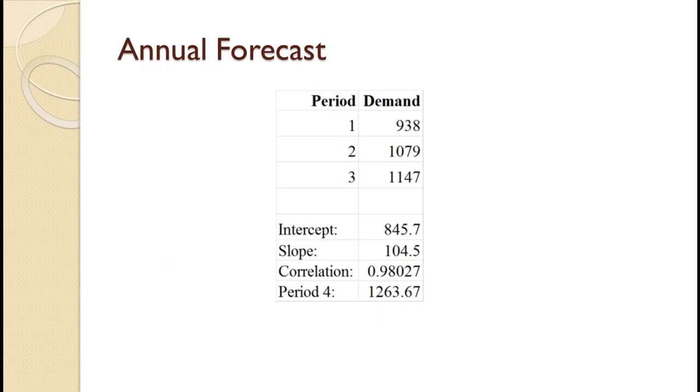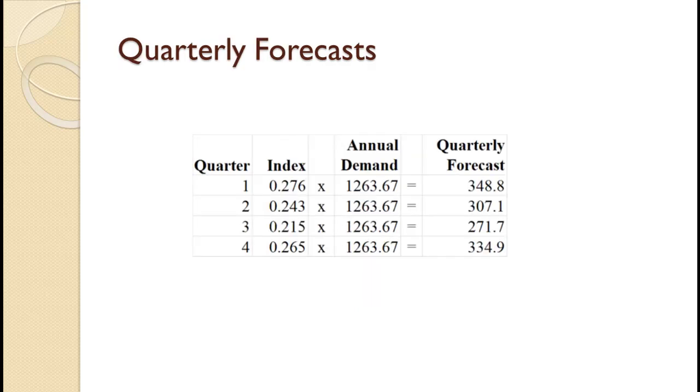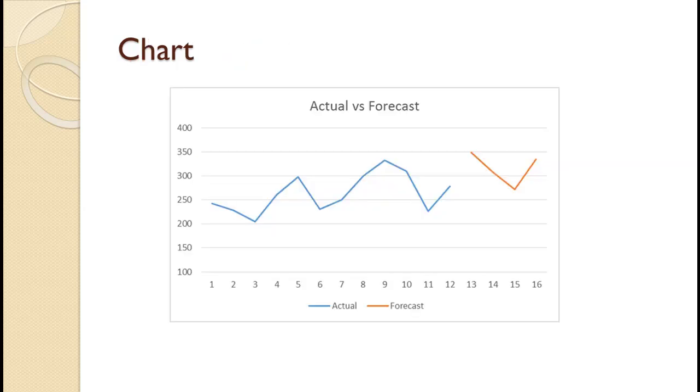Next, using the simple regression parameters given at the start of the problem, we compute the forecast for period 4. That value is 1,263.67. Using the annual forecast of 1,263.67 and the indices computed earlier, we compute the quarterly forecasts. The forecast for Quarter 1 is 348.8. The forecast for Quarter 2 is 307.1. The forecast for Quarter 3 is 271.7. And the forecast for Quarter 4 is 334.9. The slide shows a chart of the actual combined with the forecast.